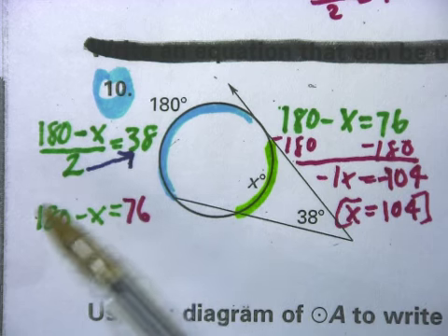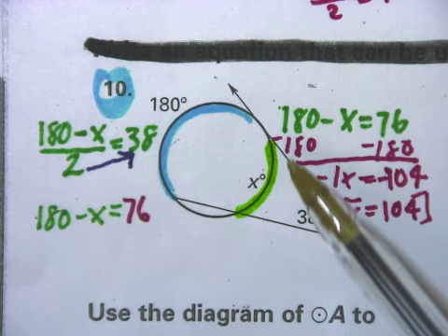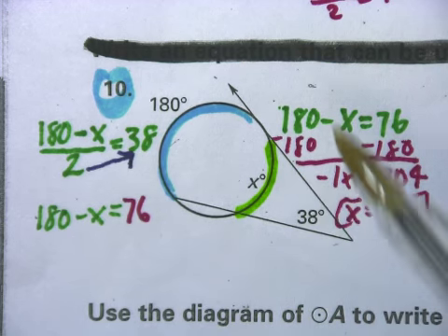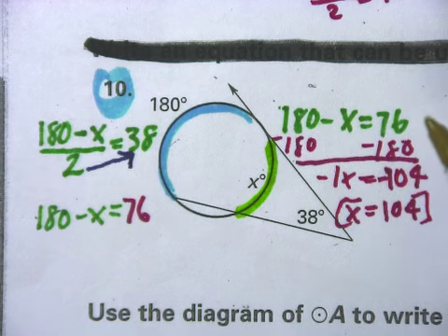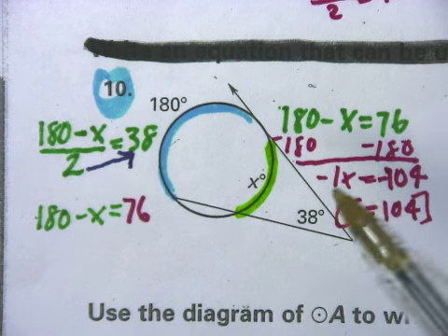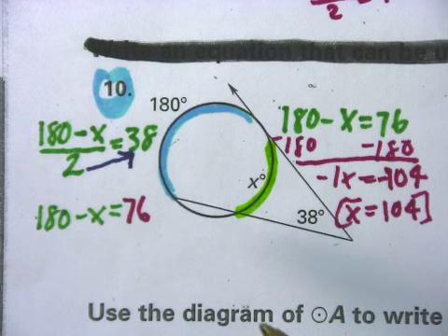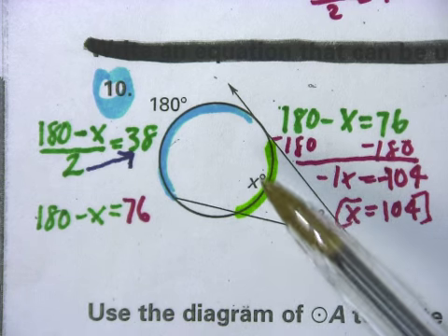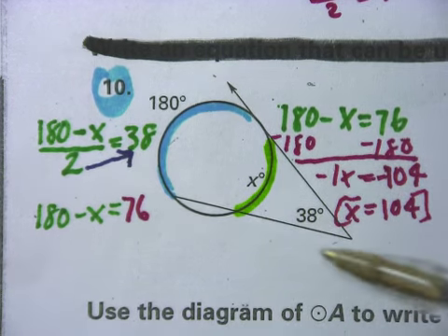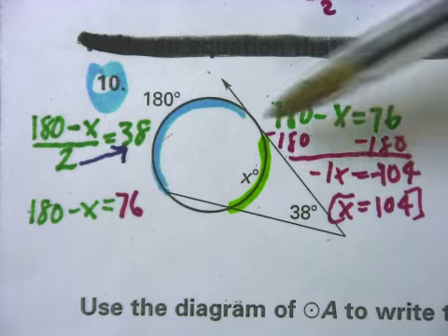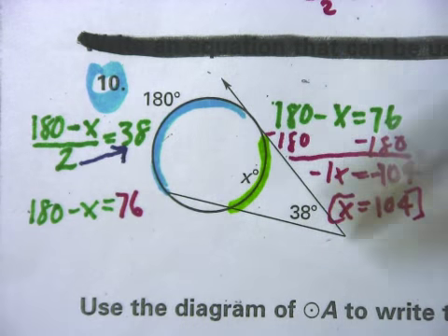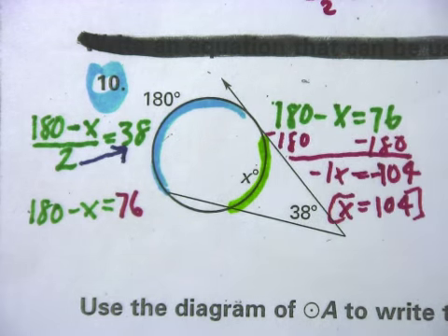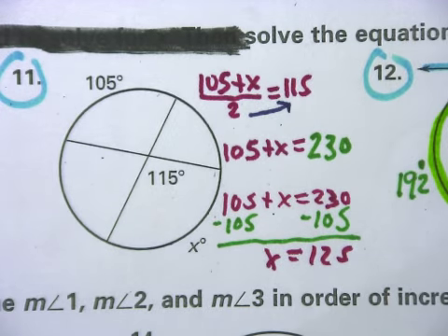So 2 times 38 is 76. And now what I have is a single step or a multi-step algebraic equation where I subtract 180 from both sides, the negative 1x comes down. That gives me negative 104, divide both sides by negative 1, and x is equal to 104. So this arc here is 104 degrees. And if you wanted to check your answer, all you would have to do is subtract these two and then divide by 2, and you would notice that you get 38 degrees.